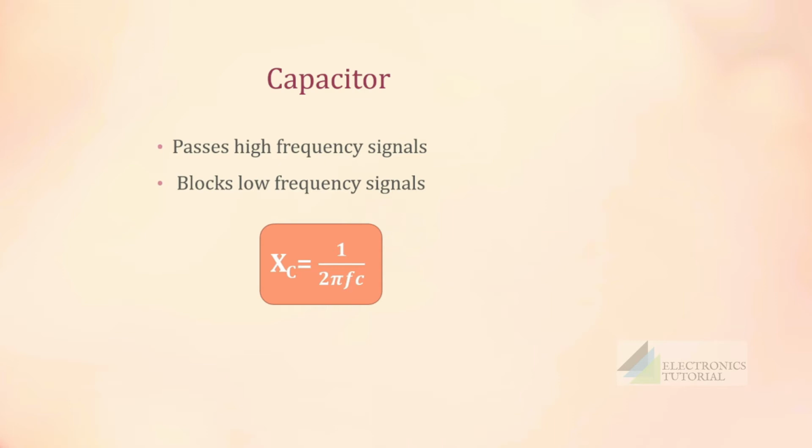Let's consider one case. Now we are using a DC signal. That means the signal will not have any frequency component. By substituting F equal to 0 in this equation, we can see that 1 by 0 will give an answer of infinity. We know the capacitive reactance is a measure of a capacitor's opposition to AC. Offering an infinite reactance means it will block the flow of that signal through it. Thus, a capacitor blocks low frequency signals or DC signals. This property is utilized in this filtering purpose.